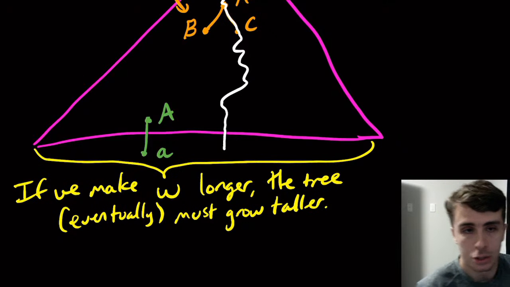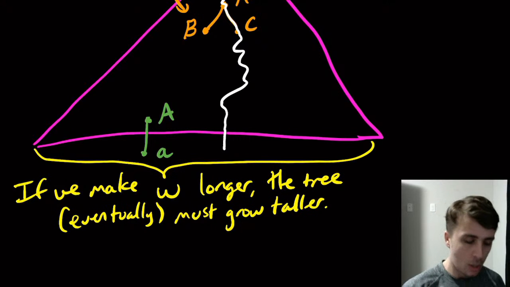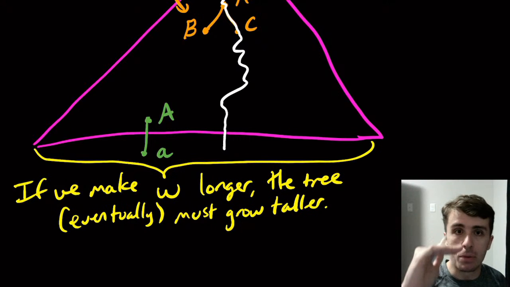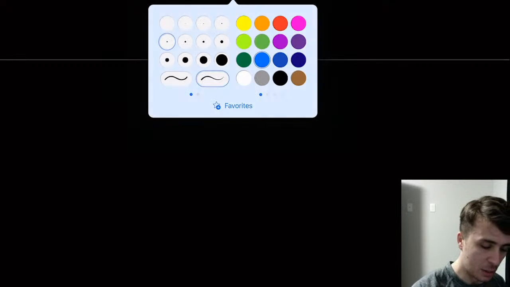Okay, so they must grow taller. So how do we actually use this to our advantage? Well, because a variable now must repeat if the string is long enough, then we can do some repetitions. So let's actually analyze this a little further.